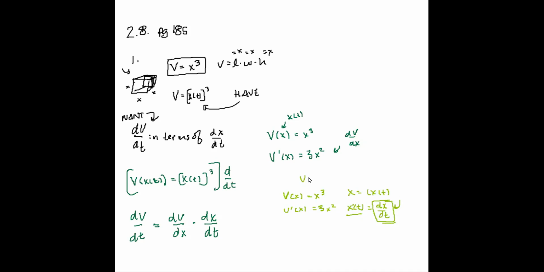So if I had this function v of x of t, and I wanted to take its derivative, I would end up with something that was of the form v prime of x times x prime. In this case, dv dx times dx dt. Because this is v prime of x, this is dx dt. So we're all cool with how we got here via chain rule.